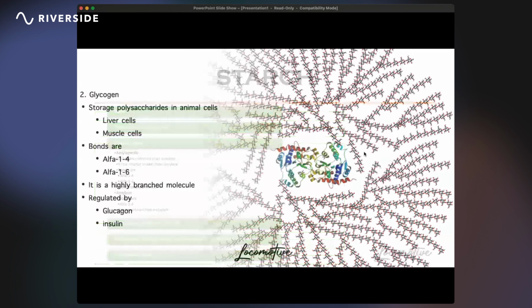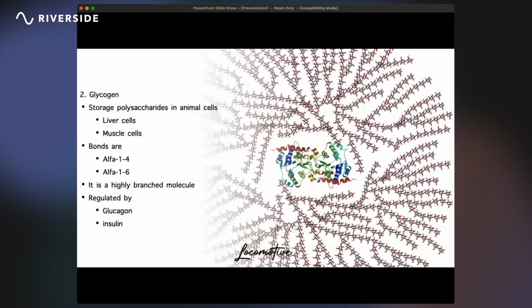The second one is glycogen. Animals store a polysaccharide called glycogen. It's a polymer of alpha glucose that looks like amylopectin, but it's more branched. It's a highly branched molecule. And as I mentioned before, it can be found in liver and muscle cells. Bonds are alpha 1 and 4 and alpha 1 and 6. Wait. We have both alpha 1 and 4, alpha 1 and 6.